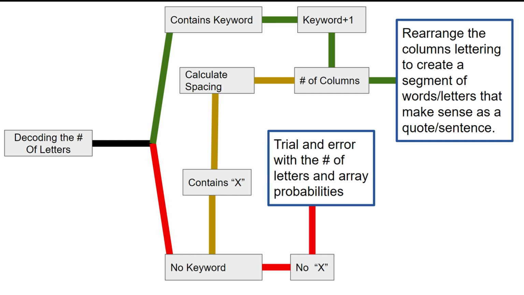So we have that yellow path and that red path, right? On that yellow path, if there's more than one X, we can calculate the spacing between each X, and that's going to help us figure out, not our keyword, but the number of columns much easier. When I say calculate the spacing, I mean to check how far apart each X is so that we can get the cipher quickly and find out the amount of letters in each row, therefore how many columns we have.